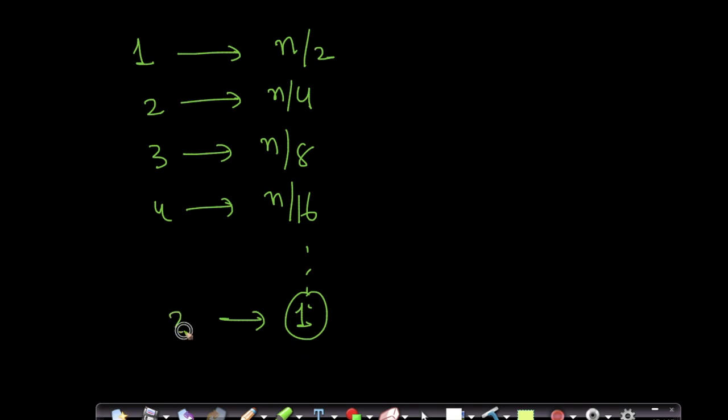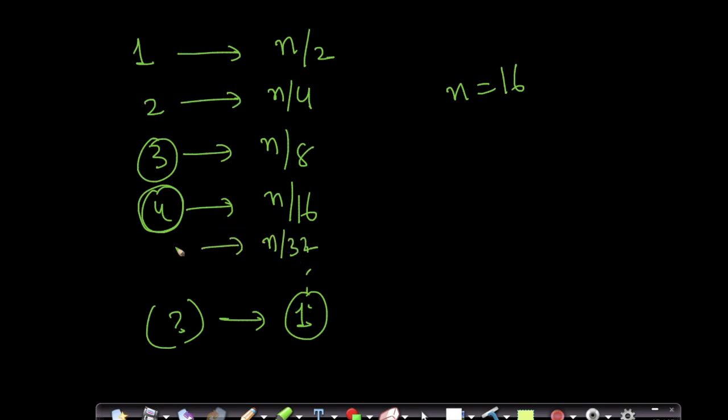At what point will this happen? Let's say n equals 16. Then at 4, this value will become 1. If n equals 8, at 3, this value becomes 1. If n equals, let's say, 32, at 5, it becomes 1. So 5 for 32, 4 for 16, 3 for 8.